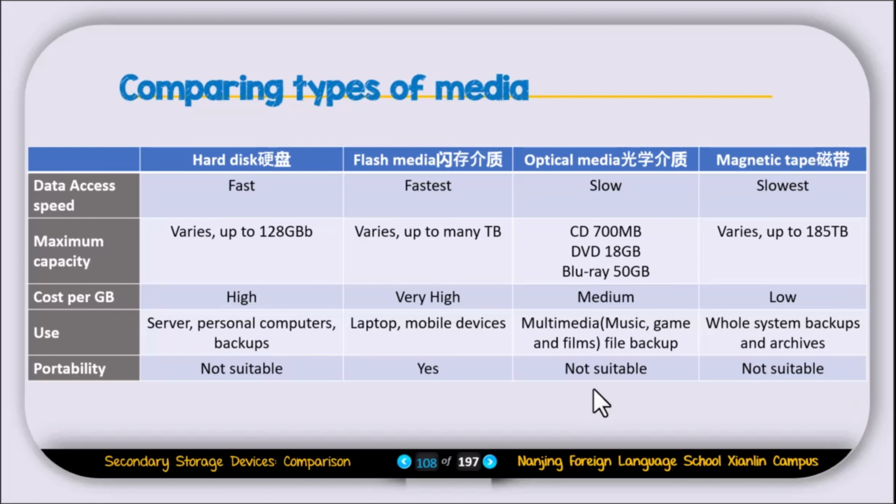Next one is the magnetic tape. So this one is the slowest one. The data access speed is slow. The maximum capacity is like up to 185 terabytes. It's very high, okay, and also varies. Cost per GB is the lowest one, and use, so the whole system backup and the archive. You can use this one to back up your whole system. If you have a very large data, then you can use those things because they're cheap and you can back up your data on this one. For the portability, no, they are not suitable for the portability.